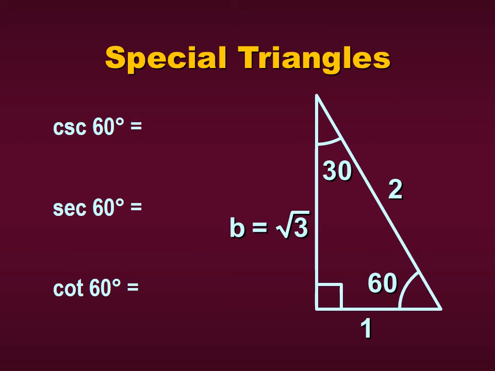Now for our reciprocals. Cosecant, which is the reciprocal of sine, is going to become 2 over the square root of 3. So we have to rationalize that by multiplying by the square root of 3 on top and bottom, giving us 2 square roots of 3 over 3. And then secant is the reciprocal of cosine. Since cosine was 1 over 2, secant is 2 over 1, or just 2. And then tangent was the square root of 3 over 1, which means cotangent is 1 over the square root of 3. We do have to rationalize again by multiplying top and bottom by the square root of 3, giving us the square root of 3 over 3.